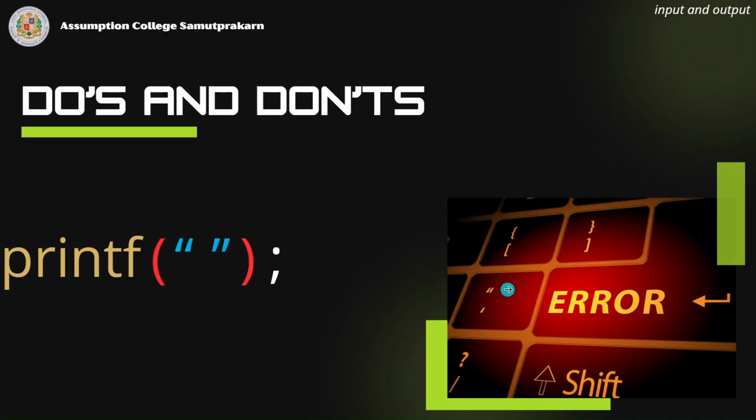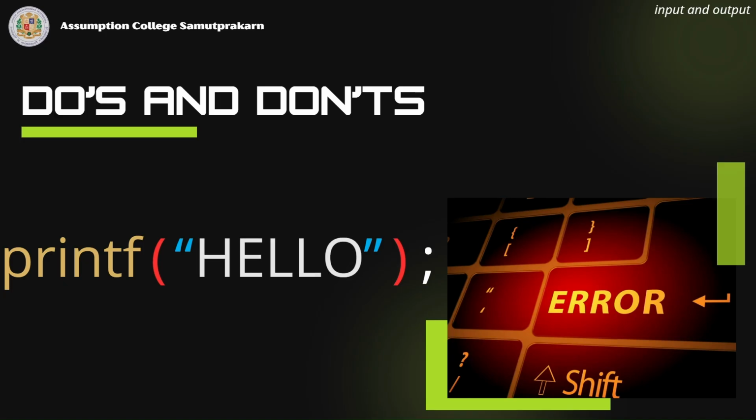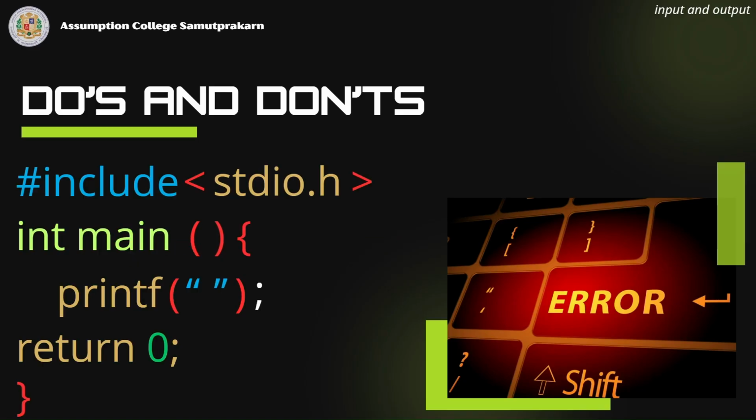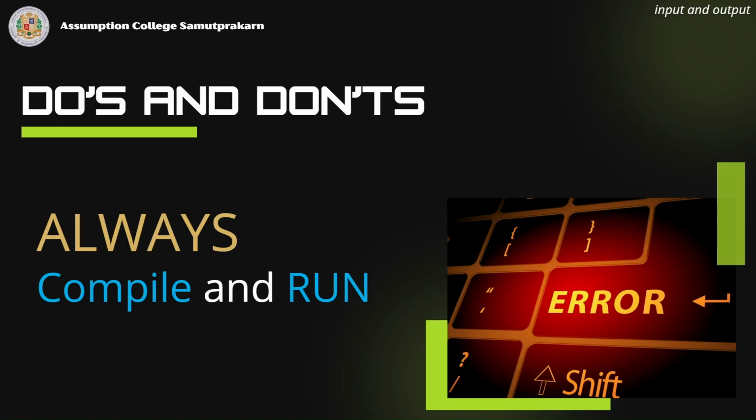Before we end this lesson, let's review some important do's and don'ts when using the printf function. Always remember to place your message inside double quotation marks. Always end every statement with a semicolon. Make sure that parentheses, quotation marks, and curly braces are complete and properly paired. Avoid missing symbols because even a small mistake can cause errors during compilation. Lastly, always compile and run your program after making changes to check if your code works correctly.